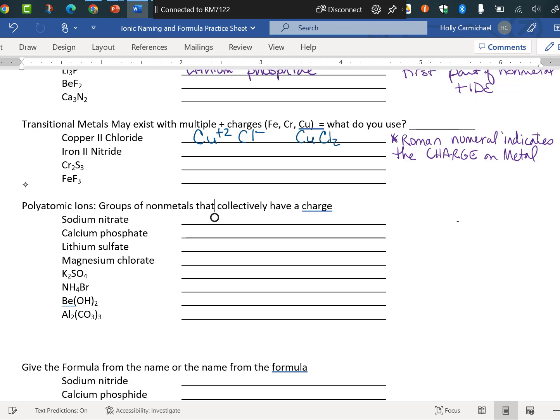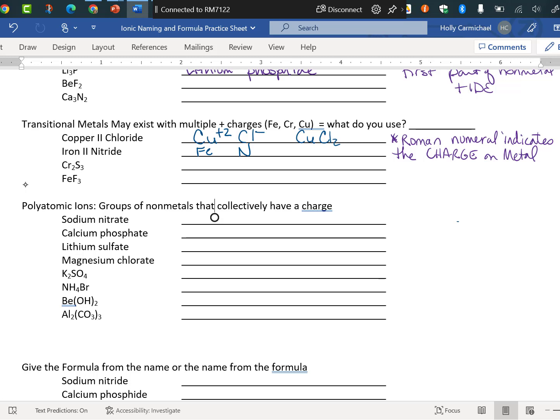CuCl2. The charge on the copper tells me how many chlorines. The charge on the chlorine tells me how many coppers. So just swapping those charges, that's already simplified. It can't be simplified any further. So what about iron 2 nitride? What's the symbol? Fe and N.